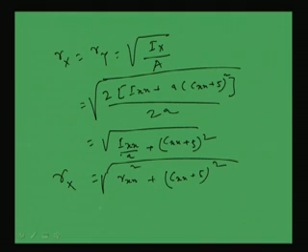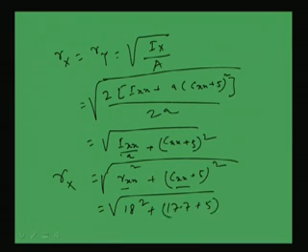Now if we put the values of individual properties, that means Rxx and Cxx, we can find out the value. Rxx is 18 and Cxx is 17.7. So if we put all these values, we will get Rx as 28.97 millimeter.